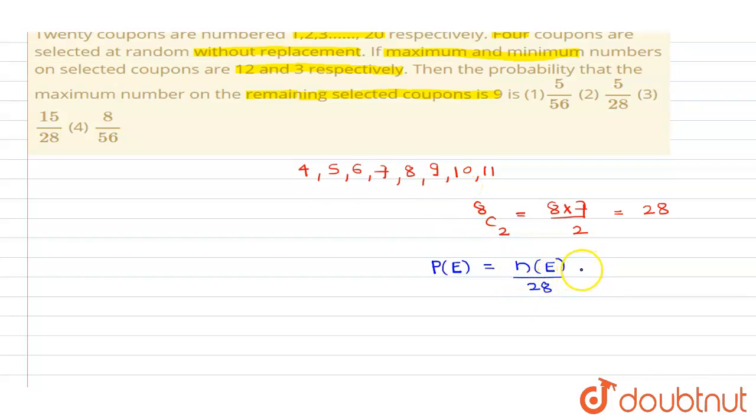Now for that we need to consider that we want to select a coupon with number 9 on it. Therefore this can be done in only one way. Now we need to have another coupon less than 9. This can be done in 1, 2, 3, 4, 5 ways. Therefore it will be 1 into 5 divided by 28, which is equal to 5 divided by 28. This is what we get. Now this is our probability of event E, which is the probability that maximum number on remaining selected 2 coupons is 9. And from this we can say that option 2 will be our correct answer.